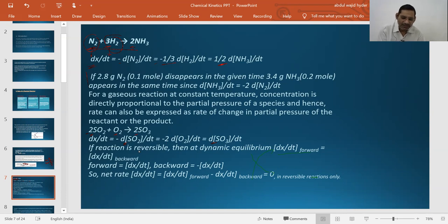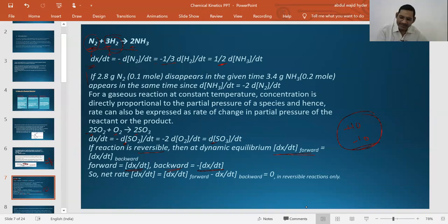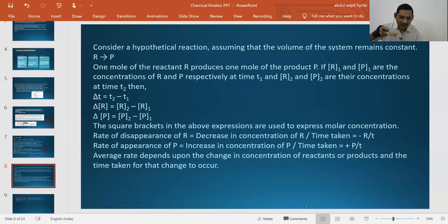If the reaction is reversible, then at dynamic equilibrium, the rate of forward reaction becomes equal to the rate of backward reaction. If the forward is plus, then backward will be minus. Both will be opposite. If one is plus, then the second will be minus. So in this way, the net rate of the reaction will become zero. In case of a reversible reaction, the net rate of the reaction will always be equal to zero.